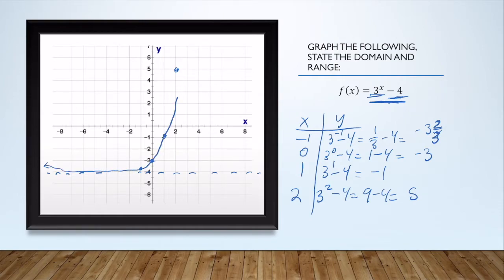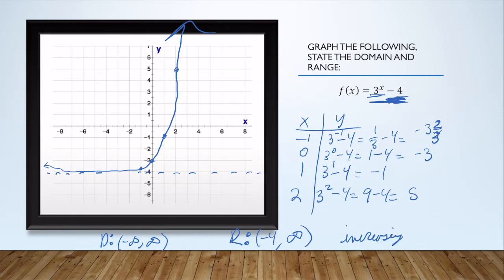We have to keep all of those graphing rules in mind. Our domain is all real numbers. Our range has been shifted, right? We have to keep all those graphing rules in mind, like I said. So our range goes from -4 to infinity in this case. And this is an increasing function as it increases from left to right.